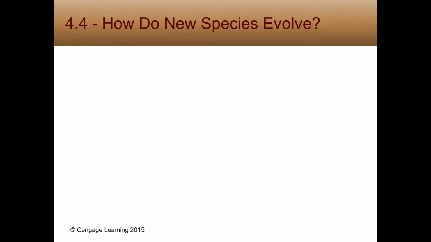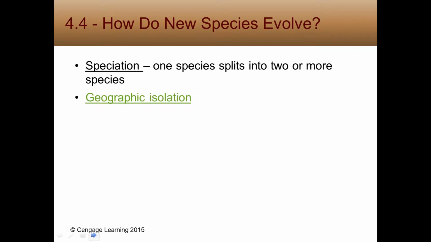And we're going to talk about how species evolve. Okay, so sometimes populations change so much that organisms can no longer mate. Think about that definition of species. So you've got one species that splits into two or more. Does evolution always lead to speciation? It does not. So how does speciation really happen?